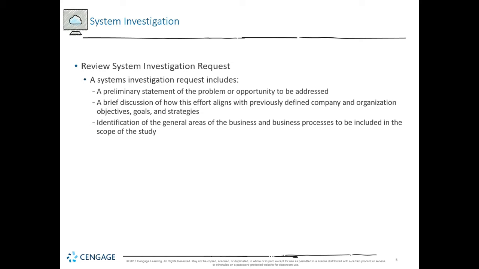System investigation: review systems investigation request. A systems investigation request includes a preliminary statement of the problem or opportunity to address, a brief discussion of how the effort aligns with previously defined company and organization objectives, goals, and strategies, and identification of general areas of business and business processes to be included in the scope of the study.